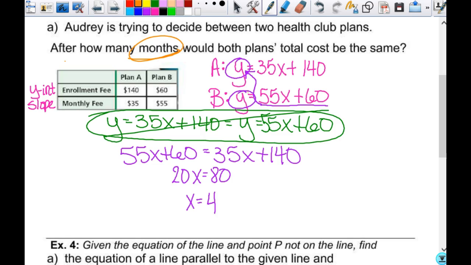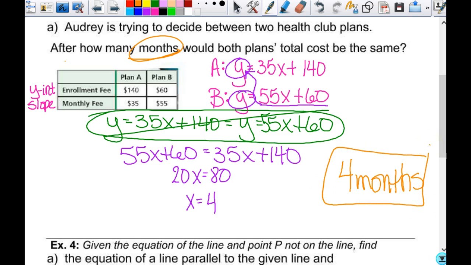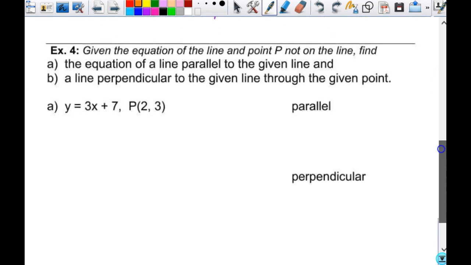So x equals 4. That's great. I used x because I wanted to use x. I could have used anything. So my answer is 4 months. Make sure you are answering the question that is being asked. Nobody asked you for x. Nobody asked you for the total either. I guess you can go find it if you're that curious, but it's a made-up health club, so I don't think you really care. We good? Awesome. All right.